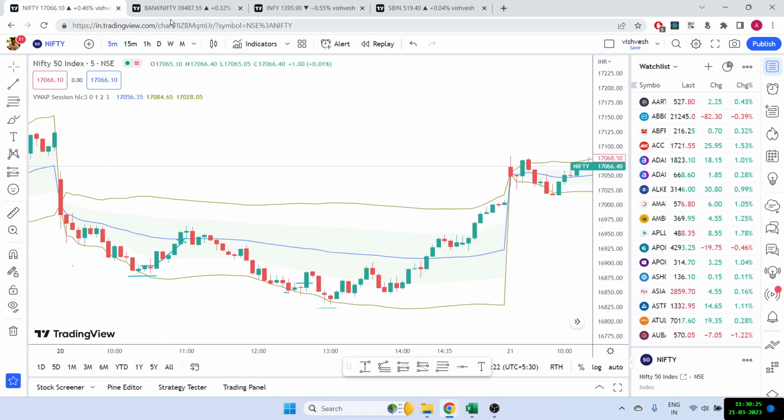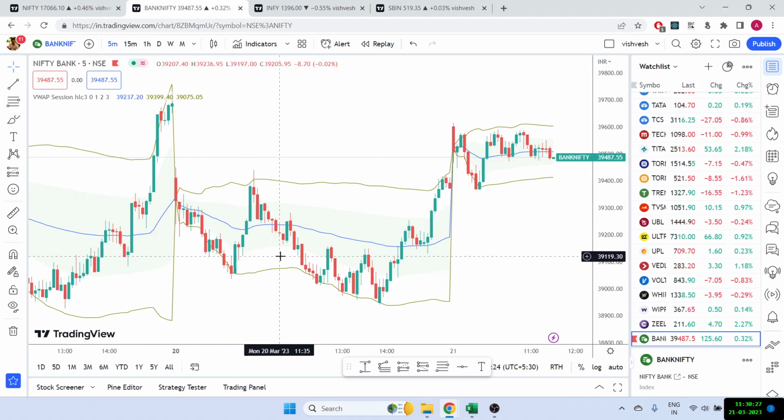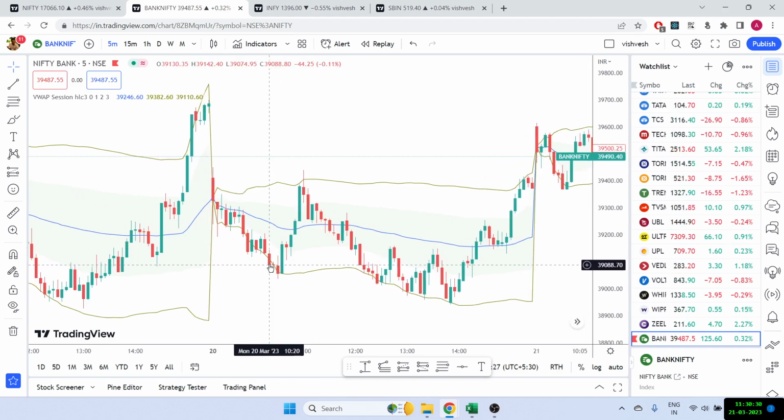So let's talk about Bank Nifty now. I'm showing you Bank Nifty. I've already put the setup here. Let's see if we get any entries here.